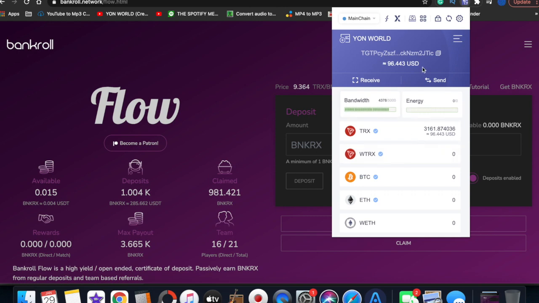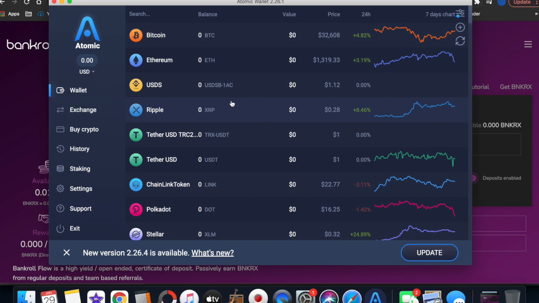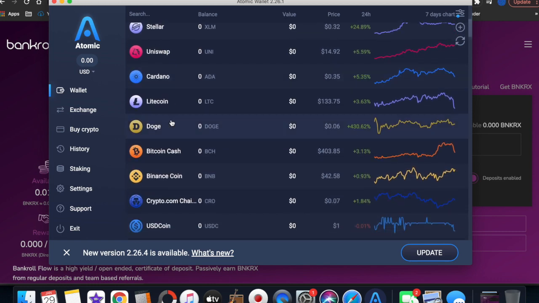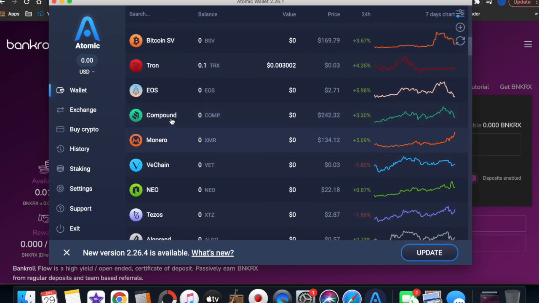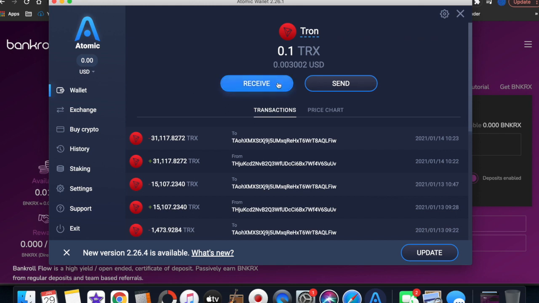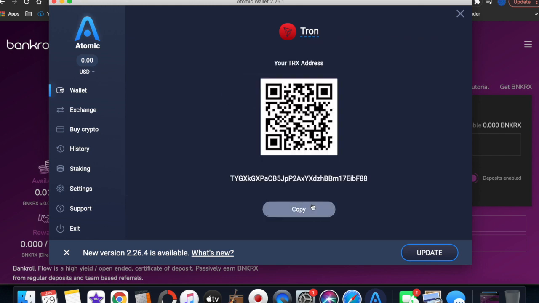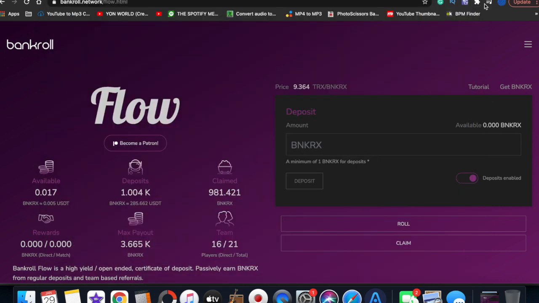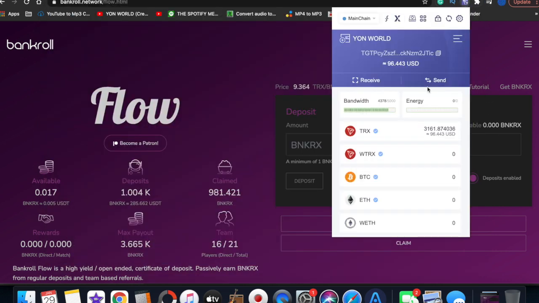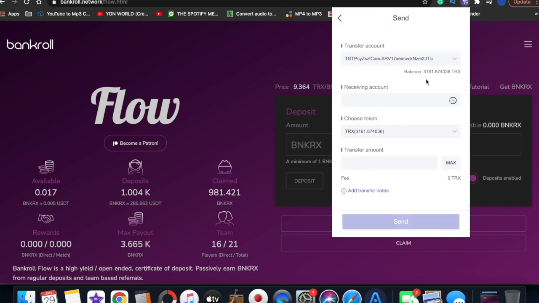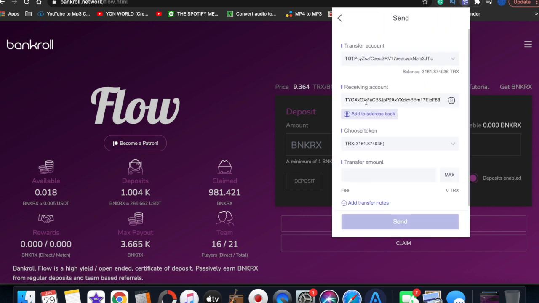And from here, we can send this TRX to our Atomic wallet, right? We're gonna send this to Atomic wallet. Hold on, let me go down to TRX or TRON, receive. So we're gonna copy that, and then we're gonna go to TronLink, and we about to send that out, right? We're gonna send that out.